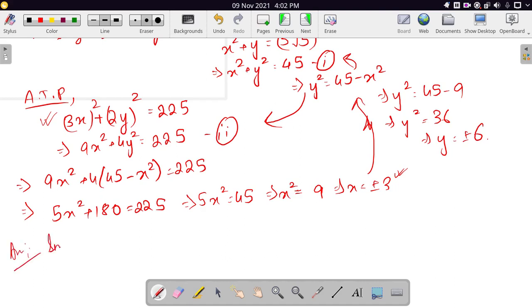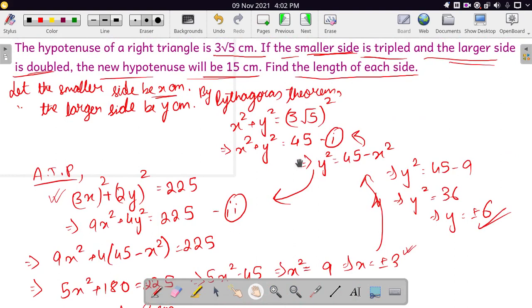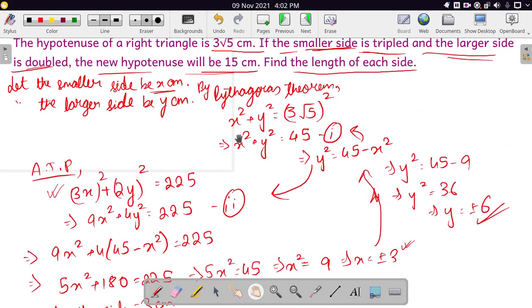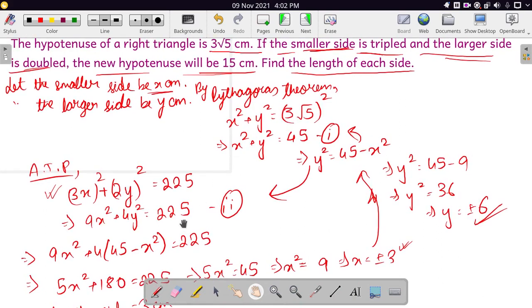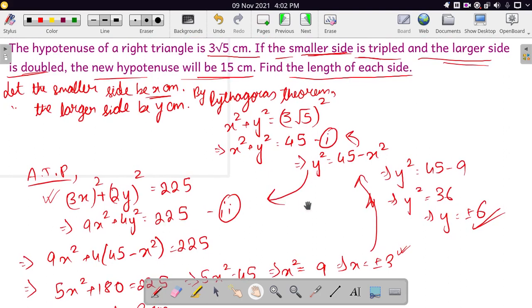In the answer line, the smaller side, we had considered the smaller side to be x. So the length of the smaller side is 3 centimeter, and the larger side, I'm sorry, not the distance, the length of the larger side is what? 6 centimeter. So that is how we approached this sum. We just applied Pythagoras theorem twice, we formulated the two equations, we transposed the value of one equation into another, we solved it using simultaneous equation, and we found the value of x and y.